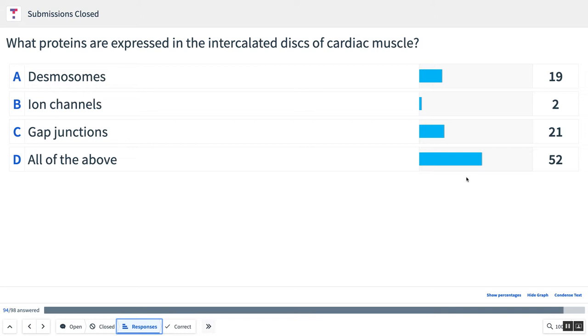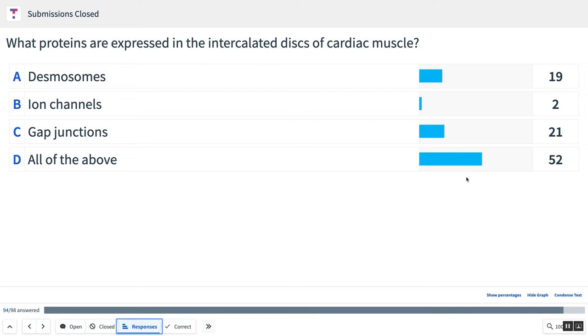So for those that answered gap junctions, yes, that's absolutely right. You might have talked a little bit about gap junctions in the lab. But when we talked about cardiac muscle and intercalated discs, they also express ion channels and desmosomes. It really does connect those muscle fibers. And those fibers wrap around the heart muscle itself, the heart as an organ, and when it contracts, it decreases the volume within the ventricles.